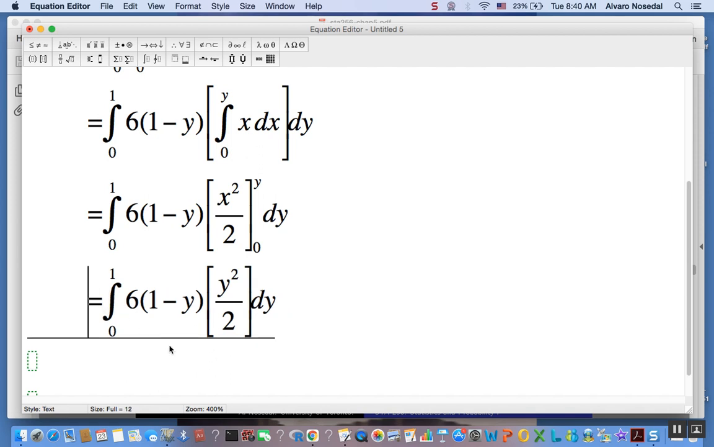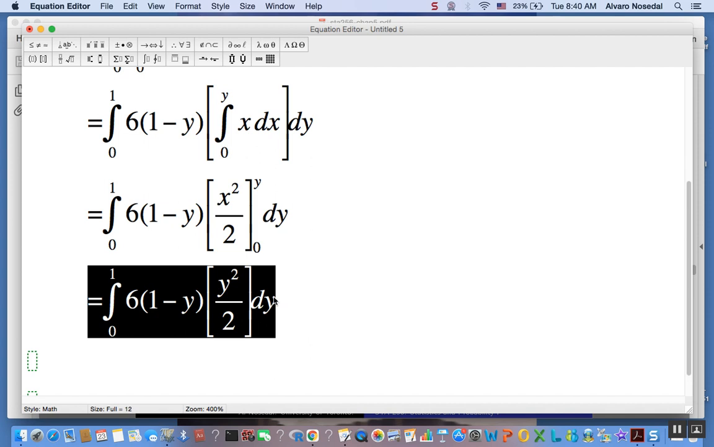Now let's try and simplify this. 6 divided by 2 is just going to be 3, and then we're going to have 3 times y squared times 1 minus y. Agreed? Let's do that.